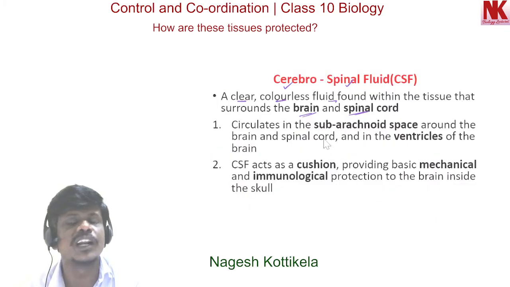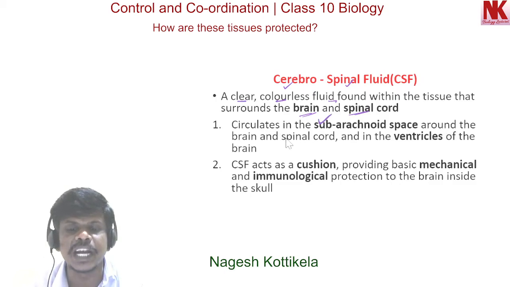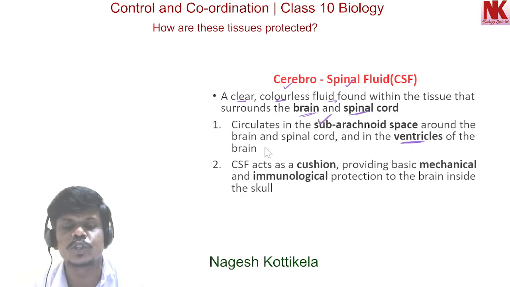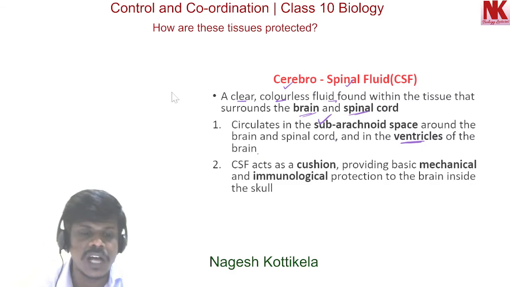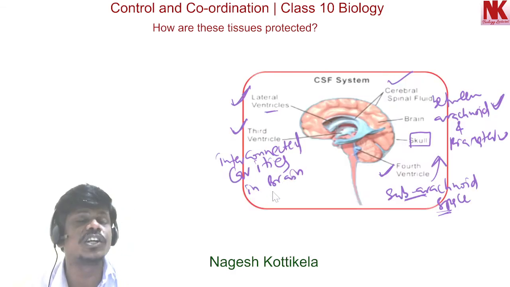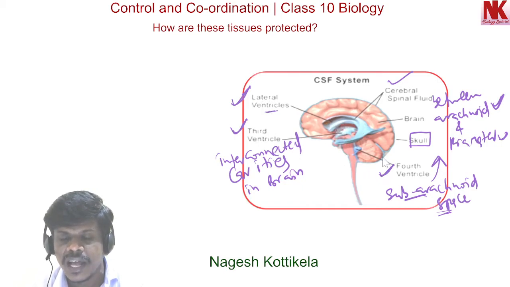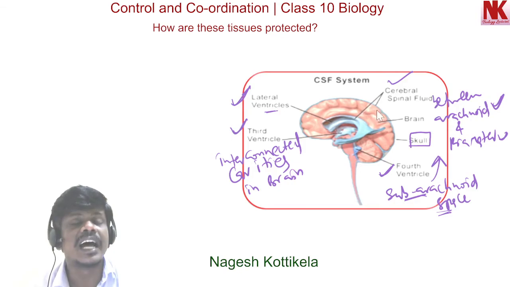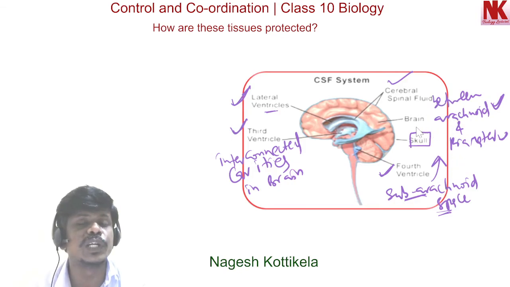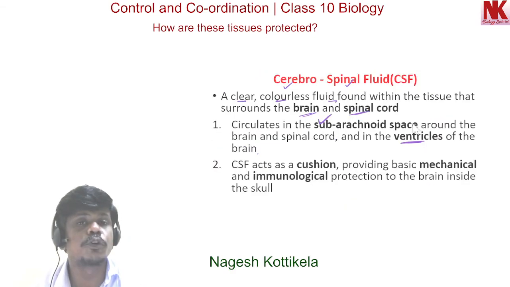And this cerebrospinal fluid circulates in the subarachnoid space around the brain and spinal cord and in the ventricles of the brain. Just now I discussed that the subarachnoid space is between the arachnoid and pia mater, and the ventricles are the interconnected cavities in the brain. You can see here the lateral ventricles, the third ventricle, and the fourth ventricle. So these four ventricles and the subarachnoid space are filled with this cerebrospinal fluid.